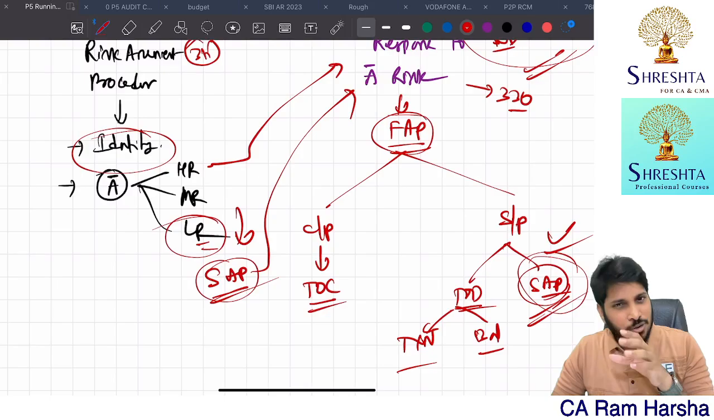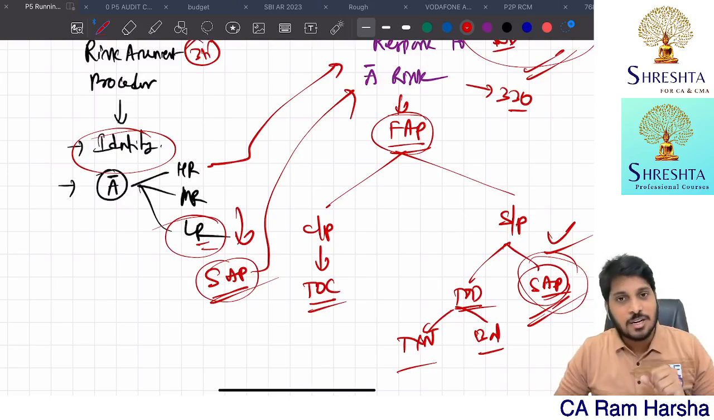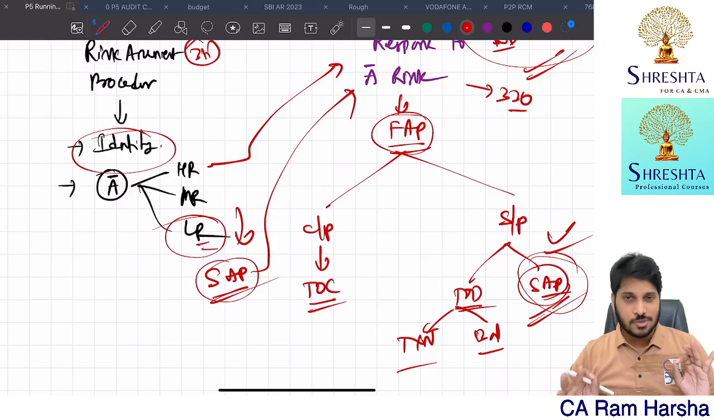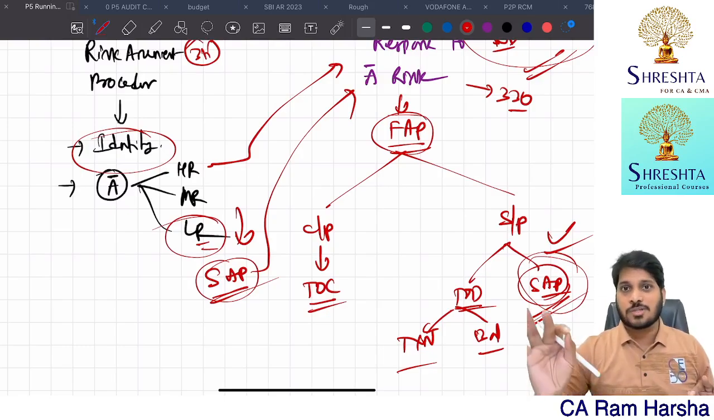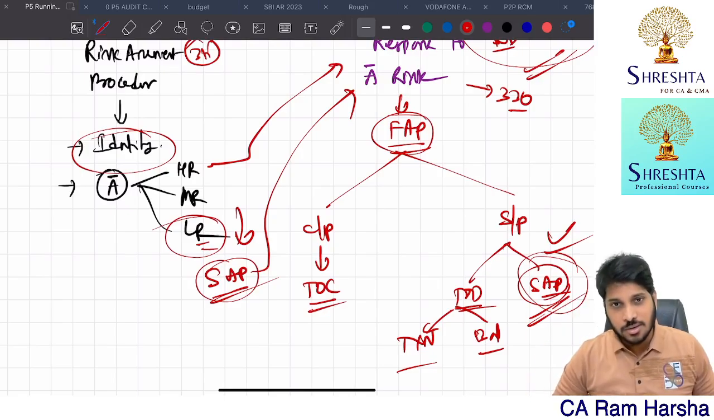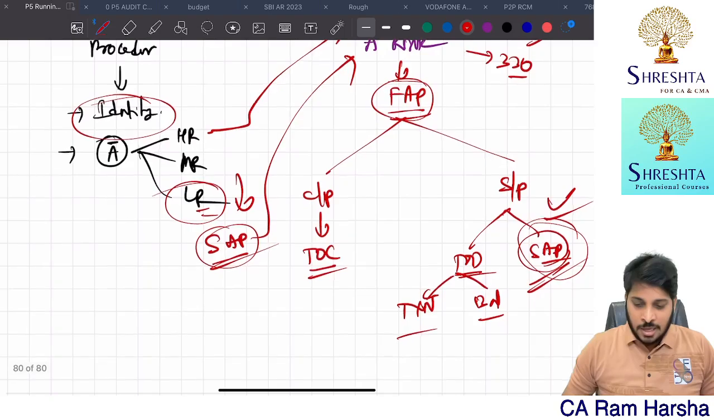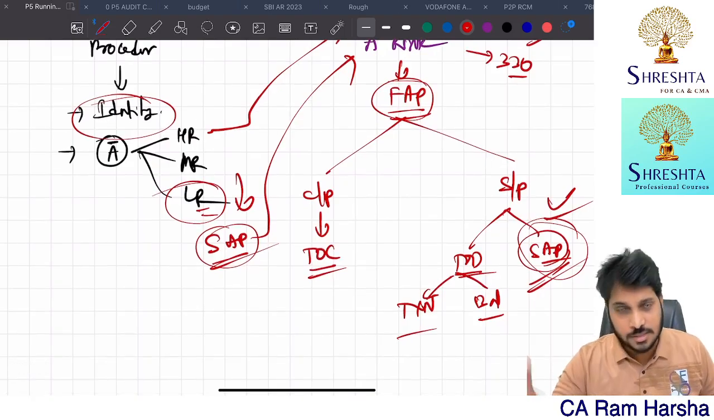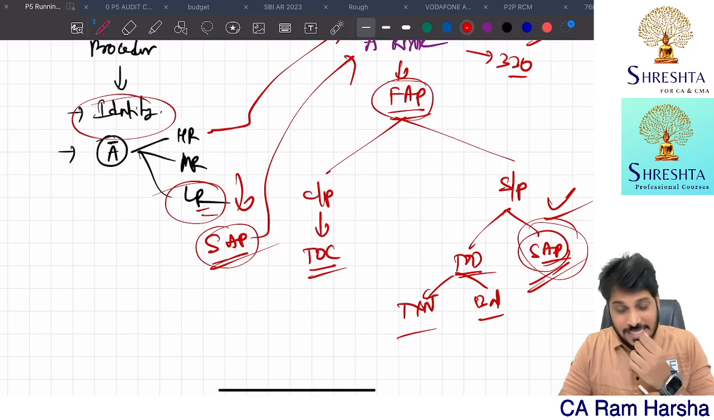Some question number 7 or question number 6 in analytical procedure topic. This is what risk assessment and response to risk assessment. Response to the assessed risk. Clear, all of you? Fine. So that's about risk assessment.